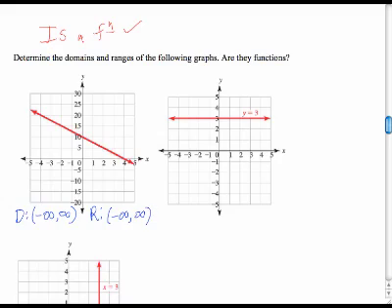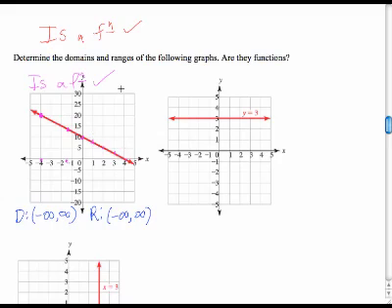And it does look like for every single x value, just look at a few, x is negative 4, there's one y. When x is negative 1.5, there's one y. When x is 0, there's one y. When x is 1, there's one y. Doesn't matter what x you choose, there's always one y. So this one is a function.